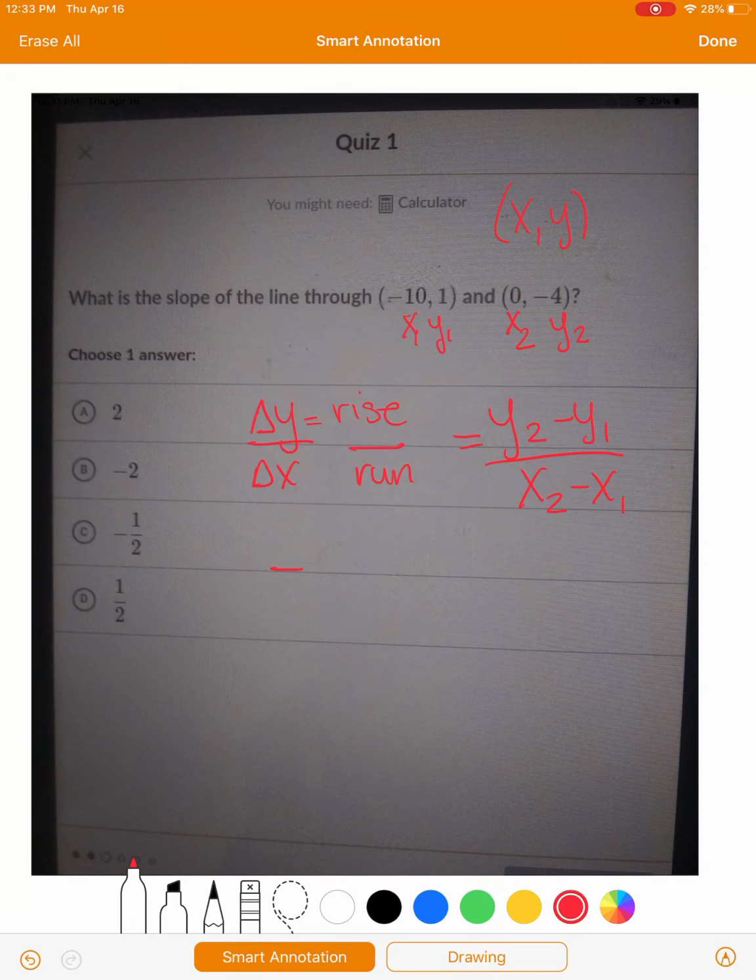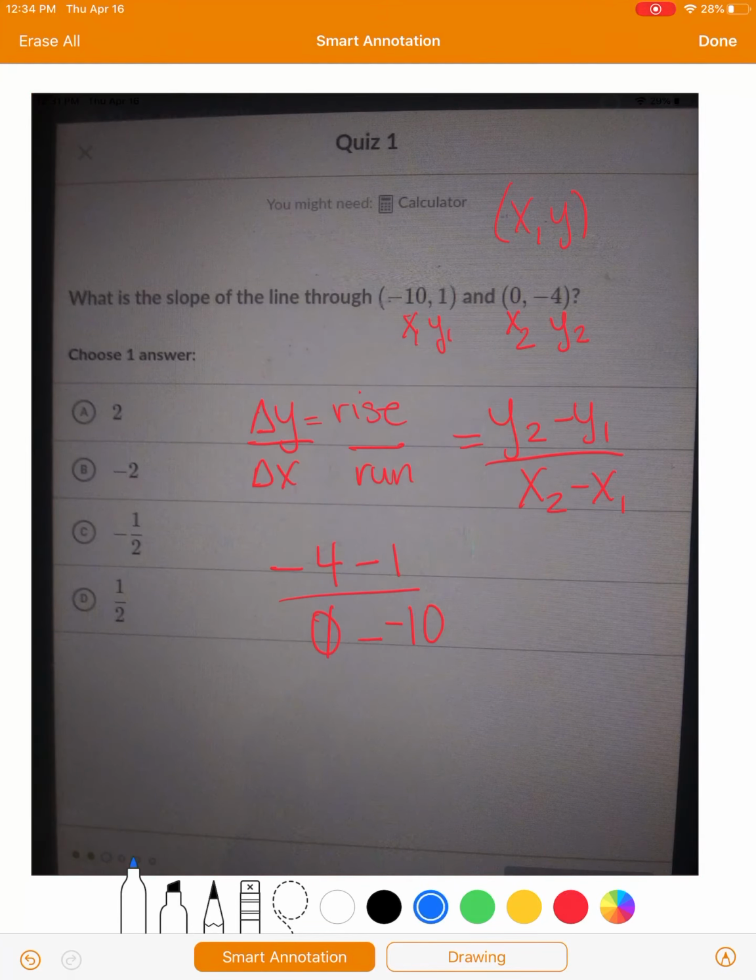The second y was negative 4, and the first y was 1. So we're subtracting 1 from negative 4, and then dividing that by the change in the x's. The second x was 0, and the first x, from the x2 minus x1, was negative 10.